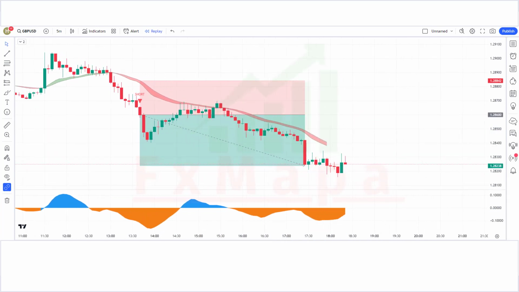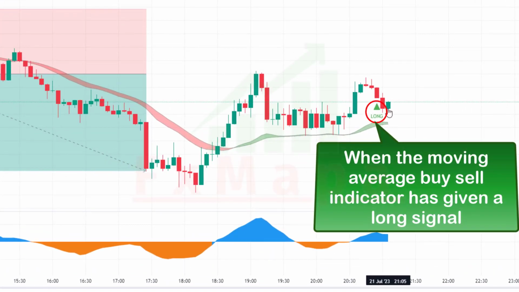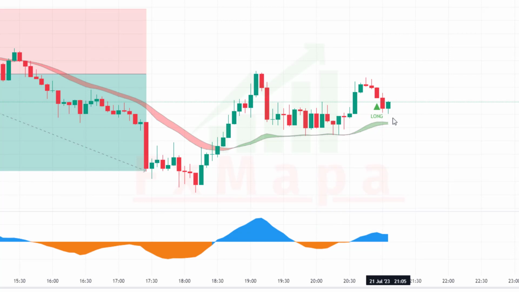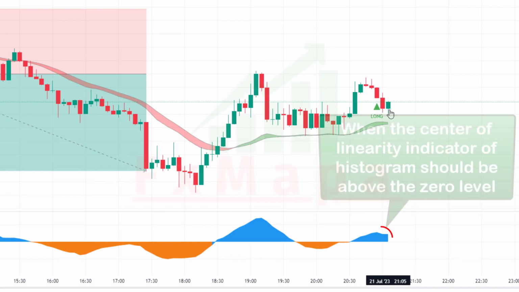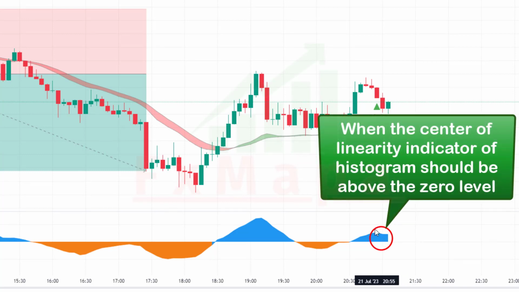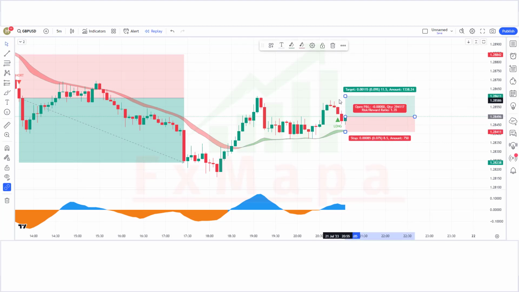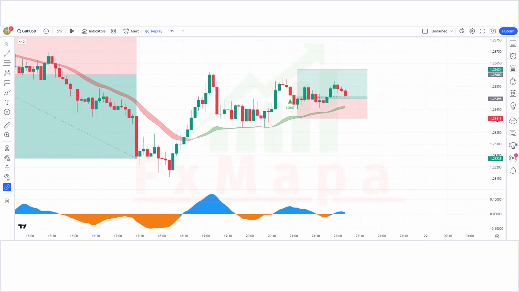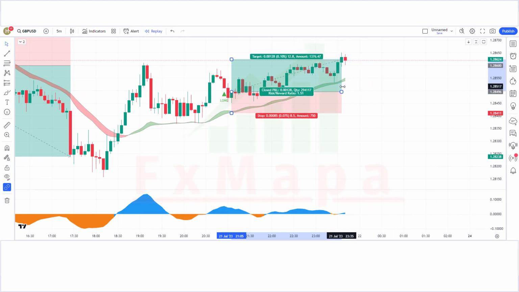Now let us understand the long position. When the moving average buy-sell indicator has given a long signal, the alternative trend indicator is in an uptrend, and the market should have a bullish candle, and the center of linearity indicator histogram should be above the 0 level, if this condition is fulfilled, then we will place a buy order. Our stop loss will be placed at the alternative trend indicator stripe lower, and the risk to reward ratio will be 1:1.5. The market has completely hit the target.